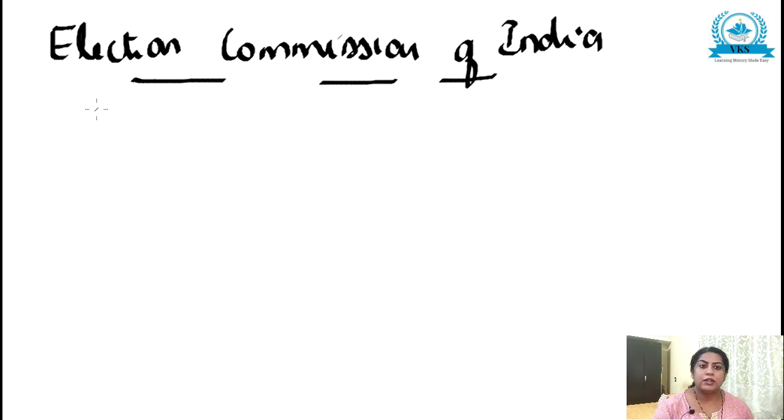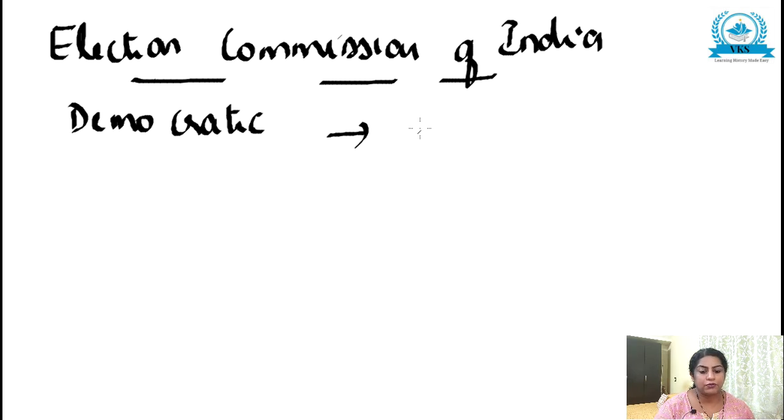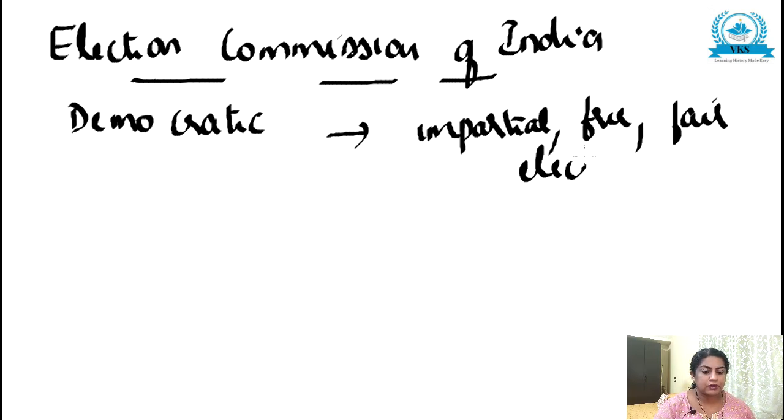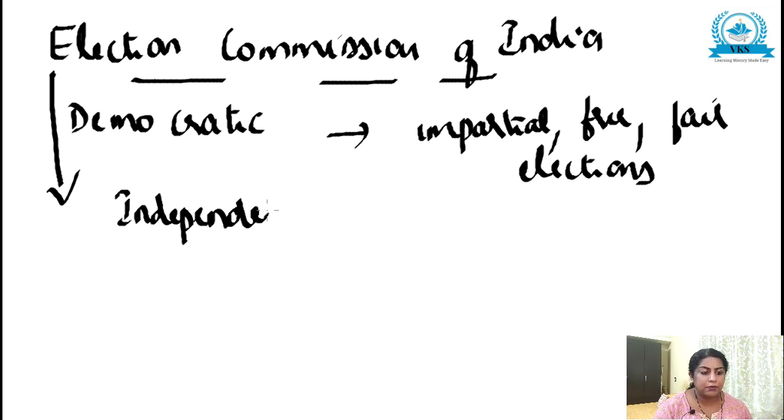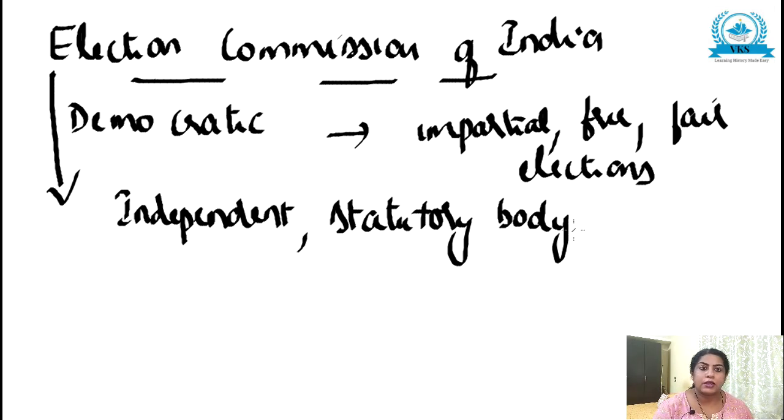So in India, we have studied about the democratic system. In this democratic system, we have impartial, free and fair elections. And in order to conduct these elections in an impartial and fair way, an independent statutory body is there in India. That body is called the Election Commission of India, an independent statutory body to conduct free, fair and impartial elections in India.